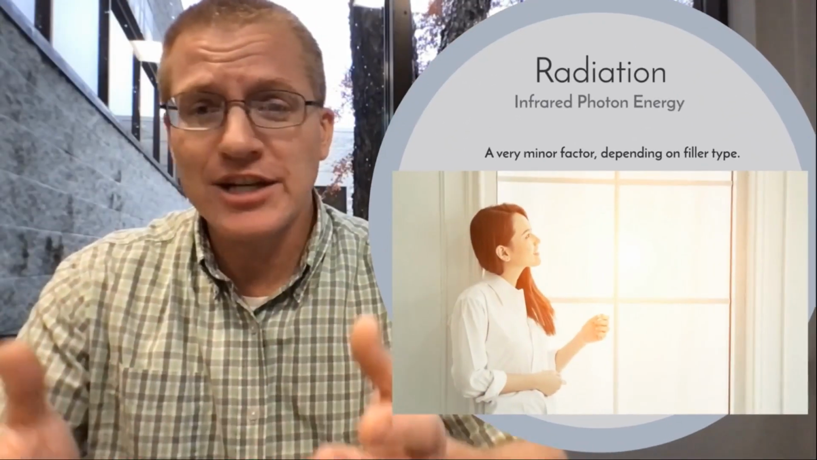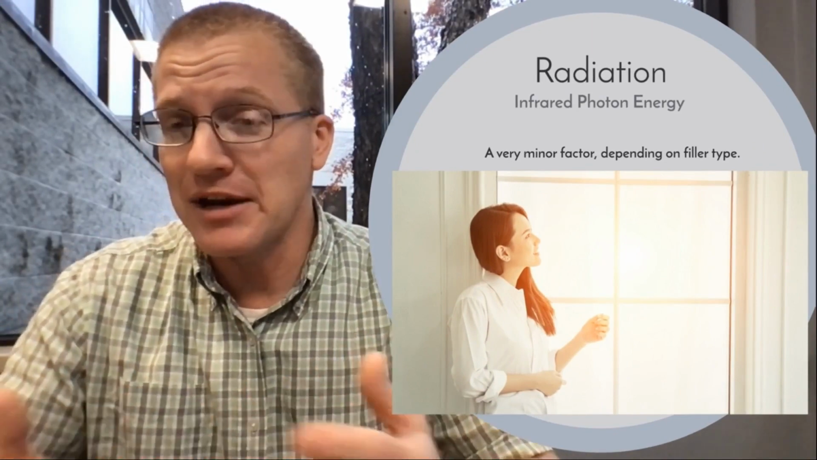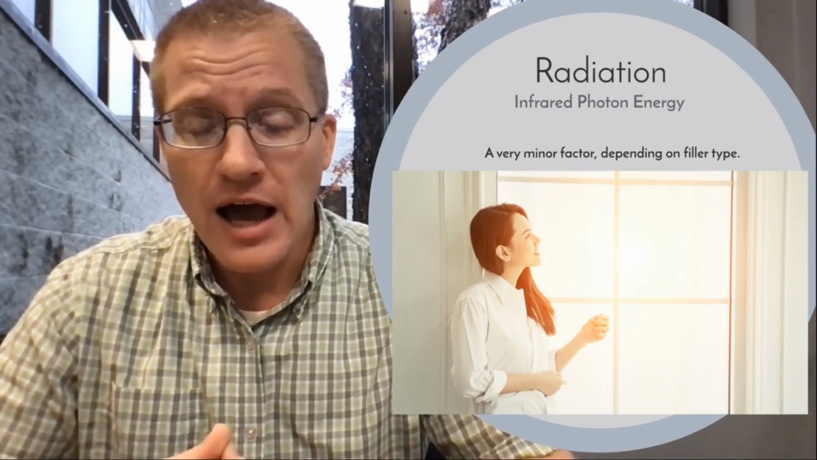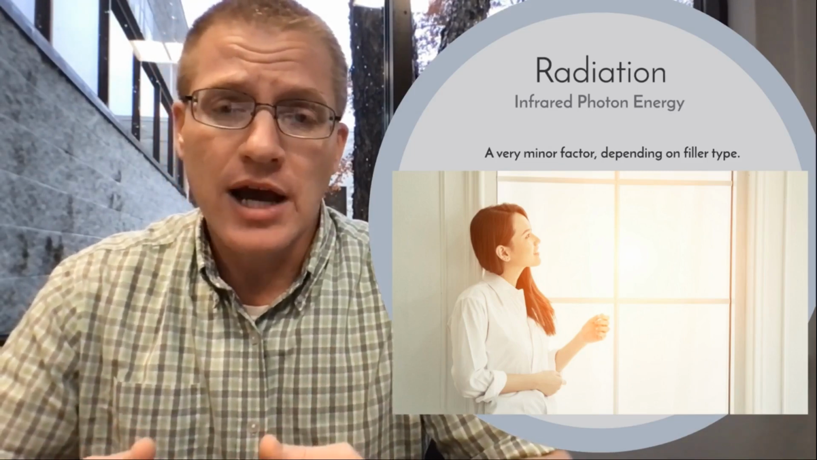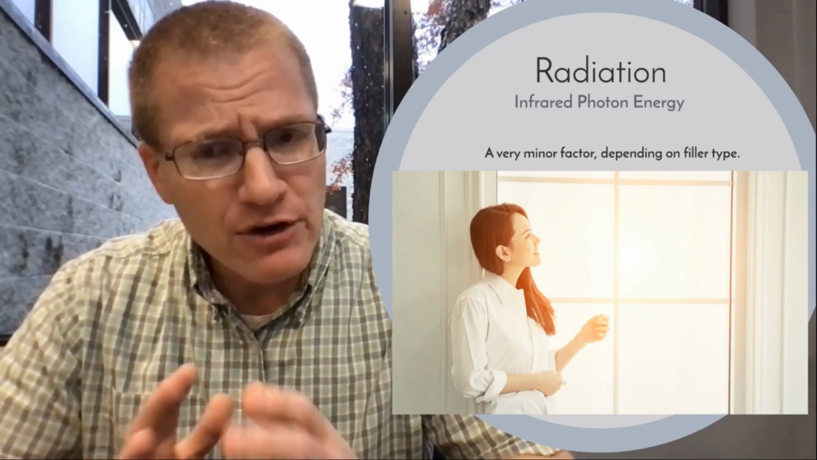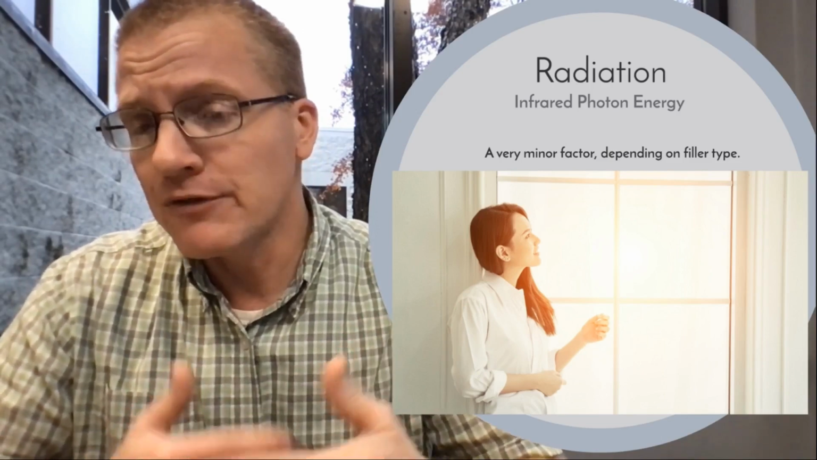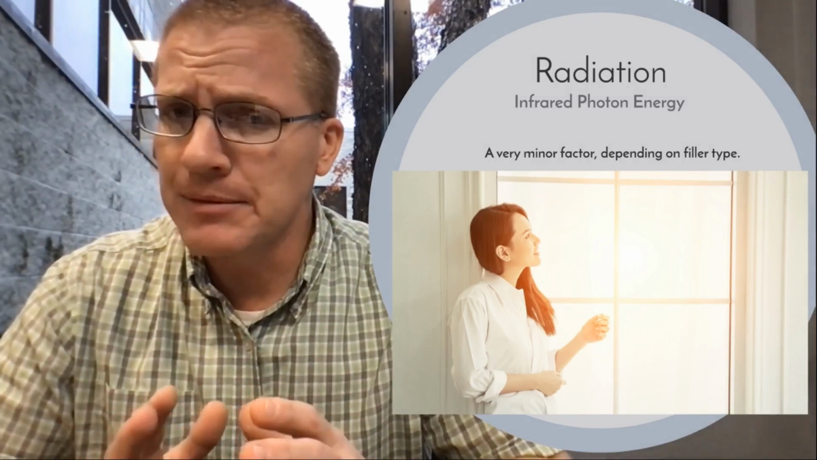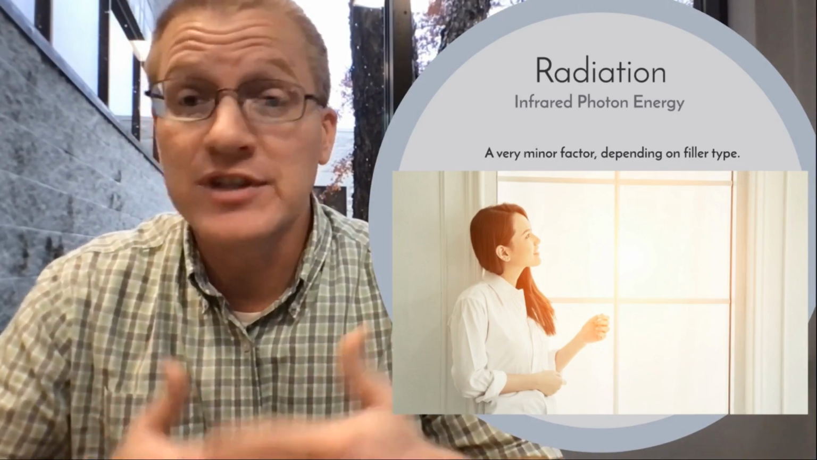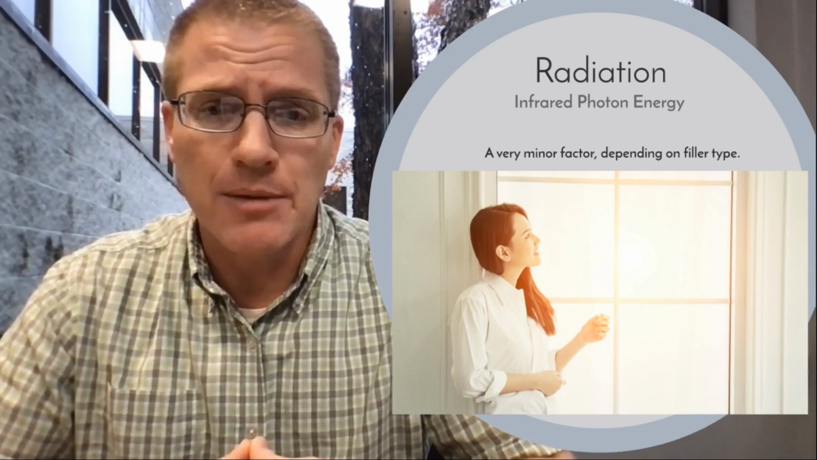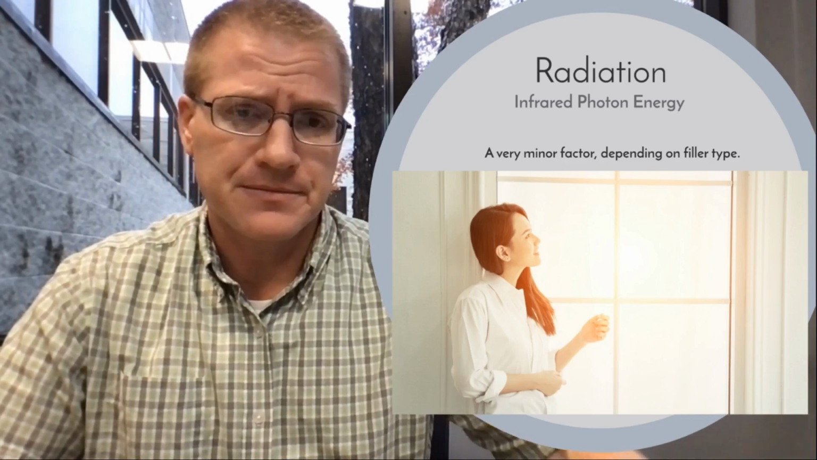Radiation. We've all been standing in front of the window, soaking up the sun. We've been on the beach and felt that warmth of the sun. That's actually photon energy, an electromagnetic radiation. And that is a minor factor in polymers, primarily because most polymers will block infrared energy. That depends a little bit on the filler type. Different filler types will have different levels of invisibility, if you will, to infrared energy. But for the most part, it's not a factor that we really consider too much when we're talking about polymers.